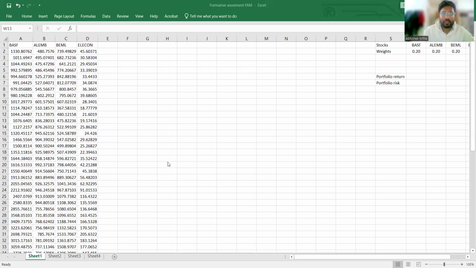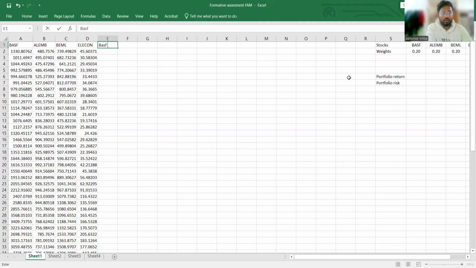So first we discuss the portfolio return and portfolio risk. I took some data about four companies: BASF, ALEMB, BEML and Elecon. First we calculate the individual return, so we create a column, first for the BASF company.